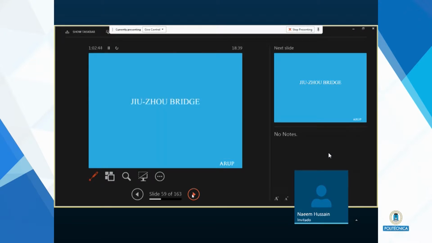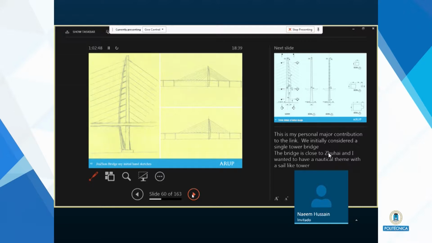And the one that is my own personal contribution that has lasted is the Jiuzhou Bridge. What I wanted to do was to have some kind of a nautical feel to the bridge, trying to make this like the mast of a sailing boat. So I had the main tower and then a kind of backbone to the tower, and these are the initial sketches.